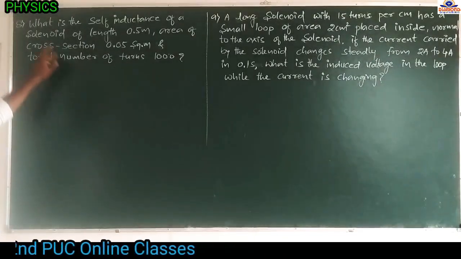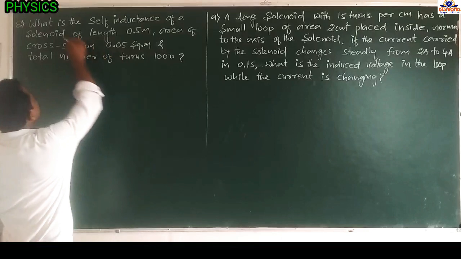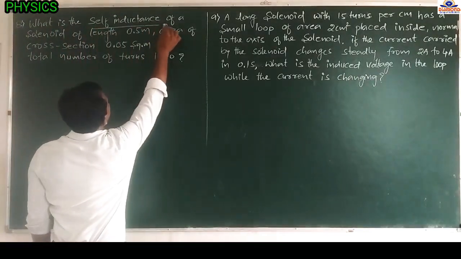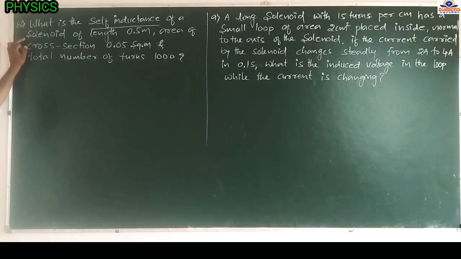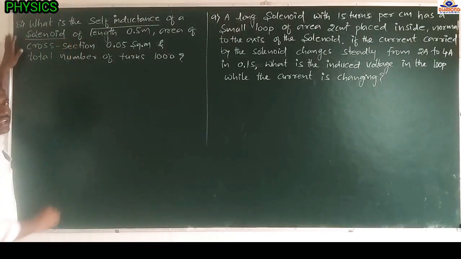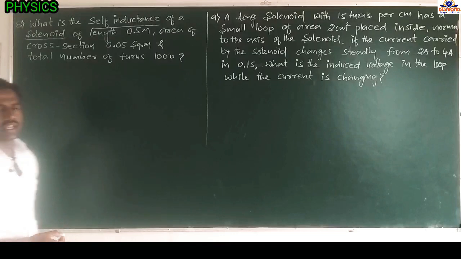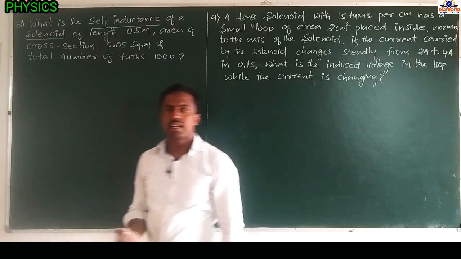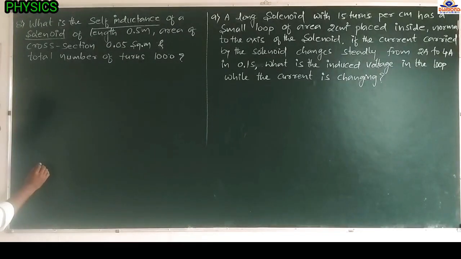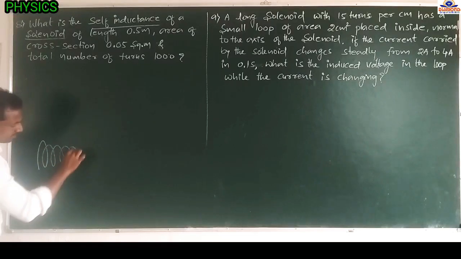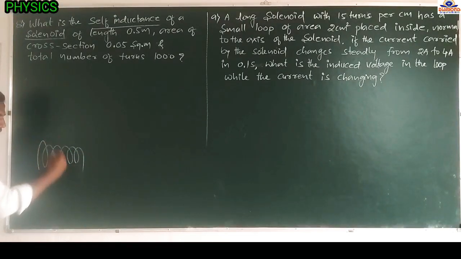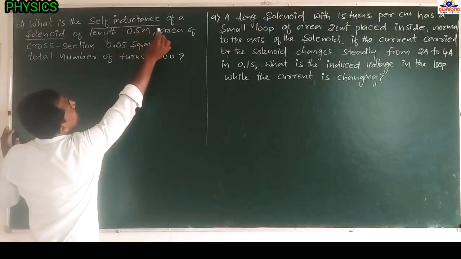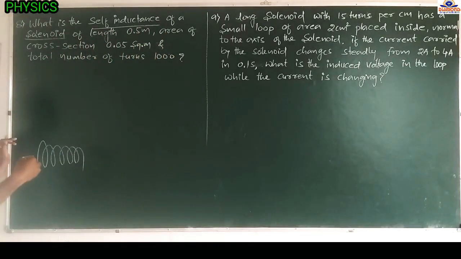The next problem, what is the self inductance of a solenoid? Solenoid means a large number of turns wound closely, and the neighboring turns are closely spaced. For example, this is one solenoid. A large number of turns wound and closely spaced is called a solenoid. And what is the self inductance of a solenoid?